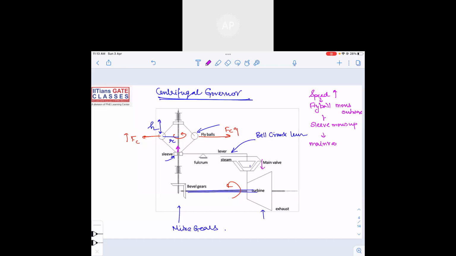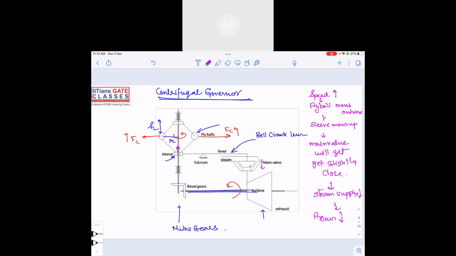The main valve will not get fully closed, the opening will be reduced. Slightly closed. So if the main valve gets slightly closed, the steam supply will decrease. If the steam supply decreases, what is going to happen? The power developed in the turbine will be reduced.